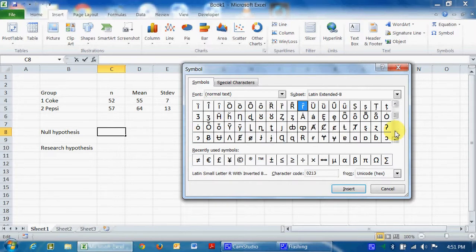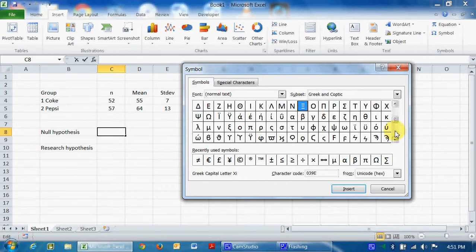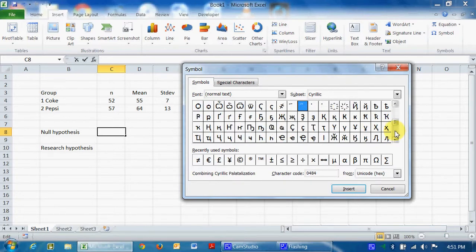Now, many of you may have noticed that it's in my recently used symbols. That's how I know it's in here, because I've used it, but I want to find it in the list so that all of you know that you can find it in that list as well.